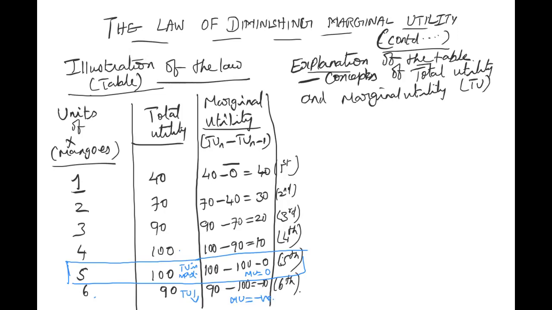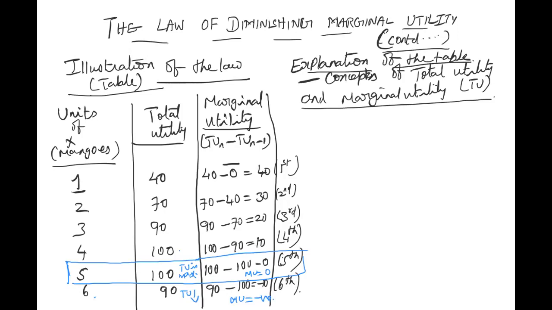So there is a format in writing the answer. This is a 10 marks answer, and there is a format in writing the 10 marks answer, which I will explain to you at the end. Okay. So if you are explaining this table, how do you explain this table?